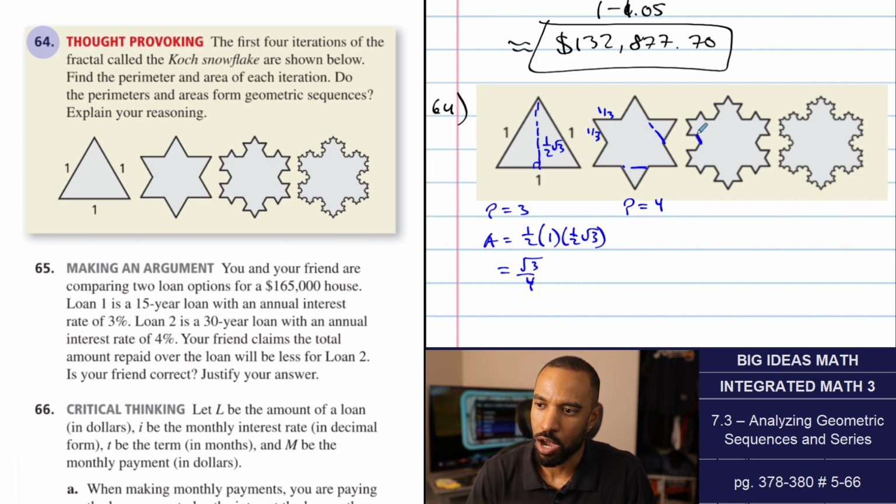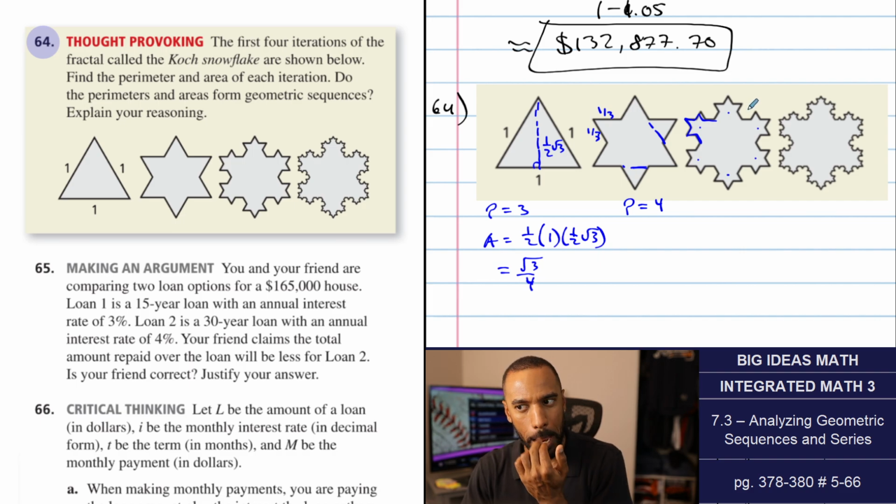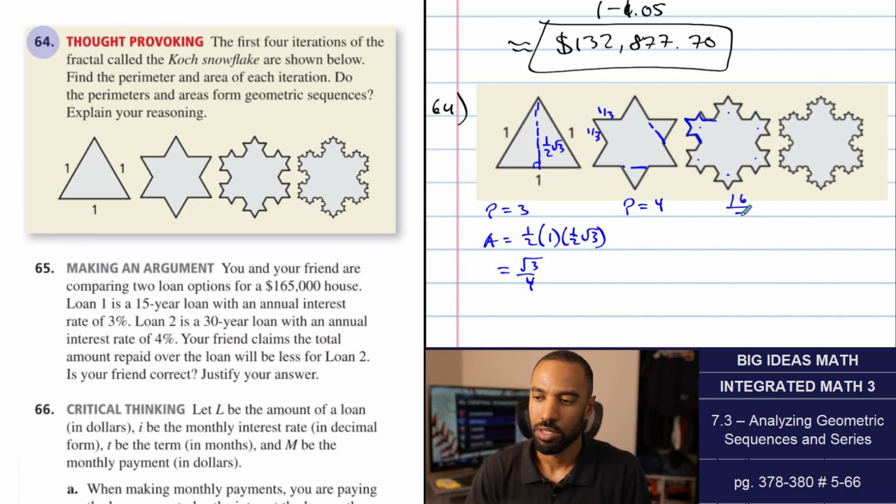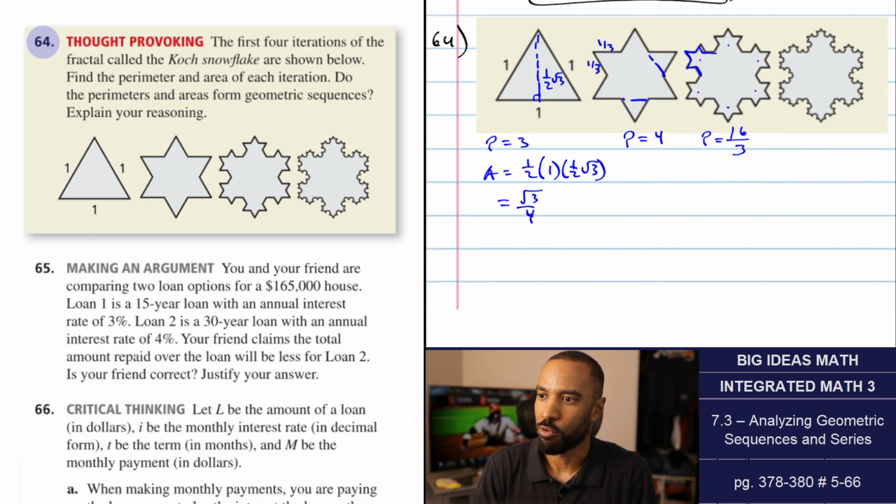For this set here, we got 1, 2, 3, 4, 5, 6, 7, 8. So that's 8 ninths. And there are 1, 2, 3, 4, 5, 6 of them. Is that 48 ninths? 48 ninths is 16 thirds. So that'd be my perimeter for that one. Does anyone see a pattern there? From 3 to 4 to 16 thirds?